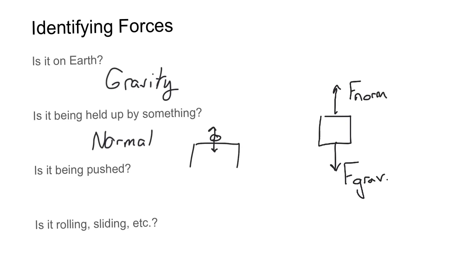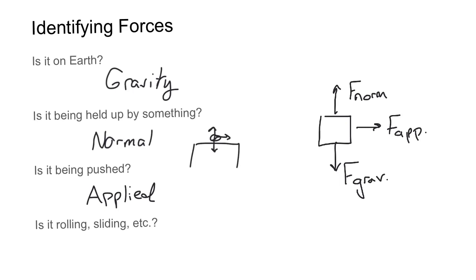Then we ask ourselves, is this object being pushed? If it's being pushed or pulled, we know that there's a force being applied onto the object. So, for example, if I was going to push this baseball over to the right, I know that I am applying a force to the right. And the applied force can be left, right, it could be up, it could be down.